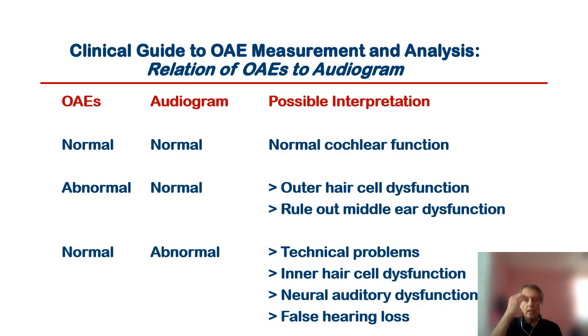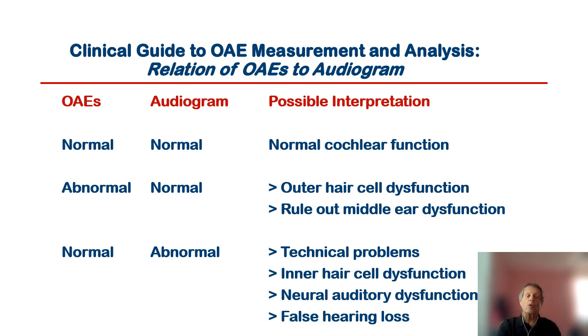Okay, very quickly, we're going to wrap up our OAEs with 2 more slides. One is when you utilize OAEs and then compare the results to the audiogram, they almost always agree. That's what we would expect. So when the audiogram's normal, the OAEs should be normal. When the audiogram's abnormal, we would expect the OAEs to be abnormal. But that's not always the case.